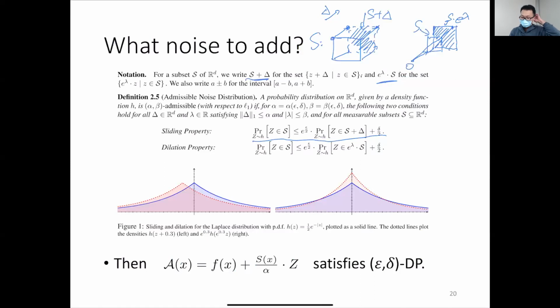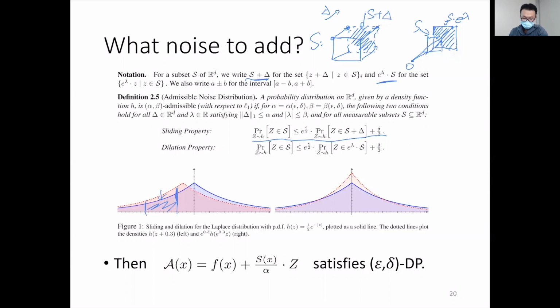So that's how I define multiplying and adding to a set. Basically, it's an element-wise operation; I'm doing that for every single element in this set. The sliding property simply says that when you shift the noise by delta, then for any set that you can consider, the difference is captured by this hockey stick divergence.